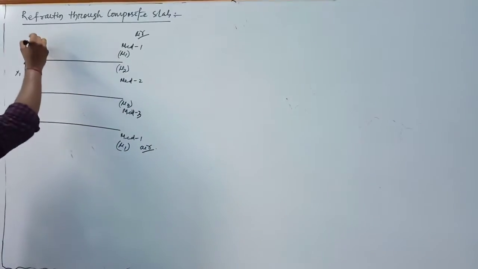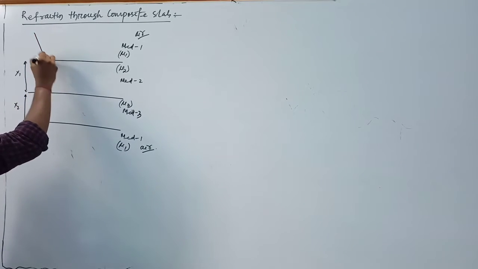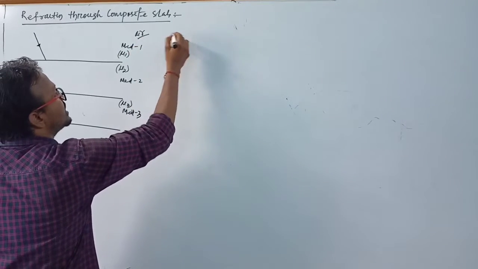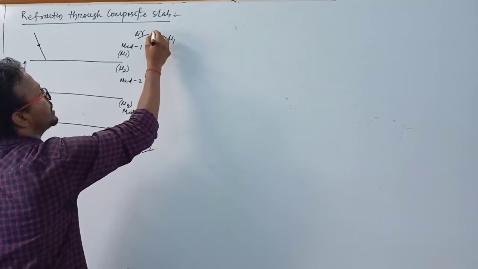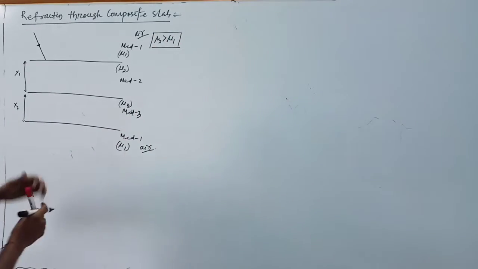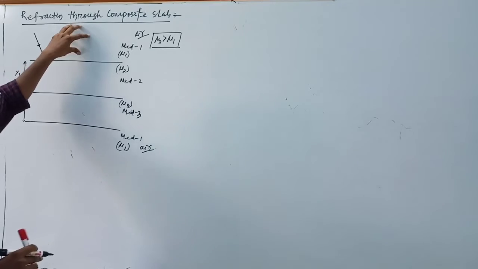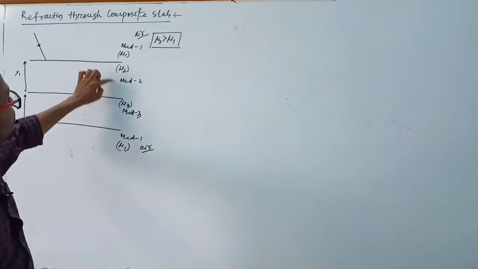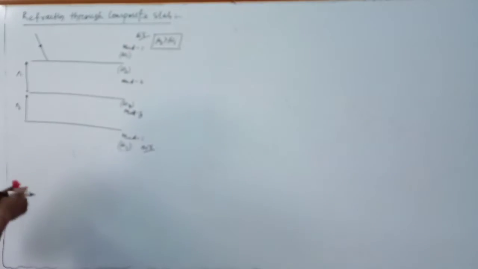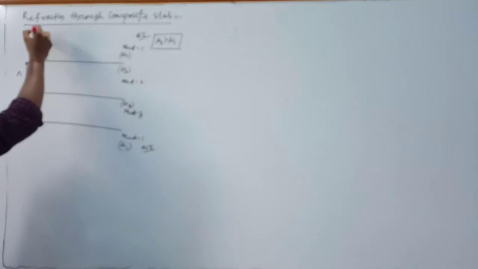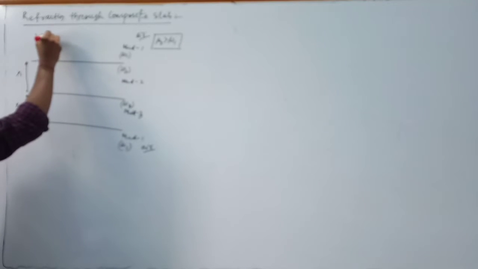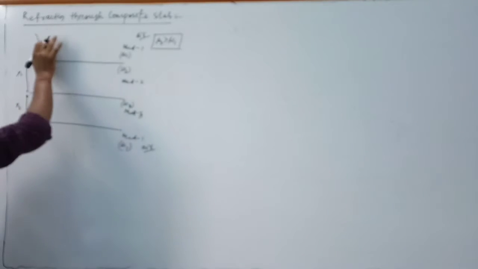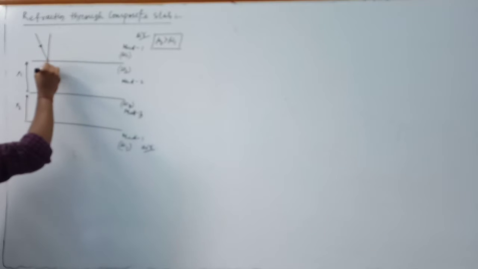Suppose there is an incident ray like this in the air medium, and here the refractive index we can write mu1, here mu2. That means this medium is the denser medium and this medium is the rarer medium. Why? Because the refractive index of the denser medium is greater than that of the rarer medium. So mu2 greater than mu1 means this is denser and this is the rarer medium. When a ray of light travels from rarer to denser medium, first we have to draw a normal at the point of incidence, so this is the normal.